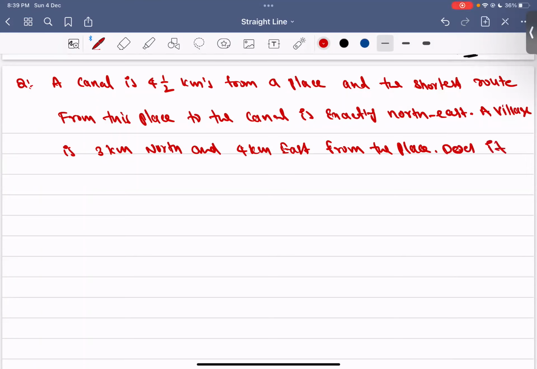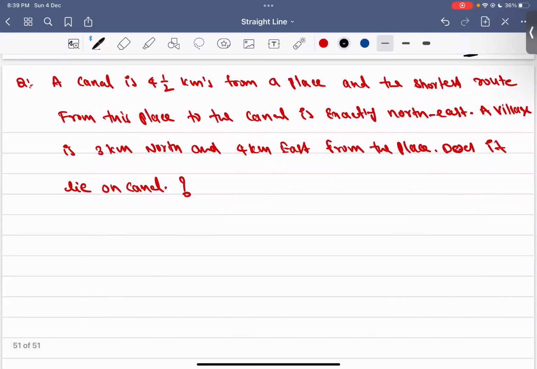Does it lie on canal? Does it lie on canal? This is the question. See here, a canal is 4.5 kilometers from a place. From a place means this is the reference point.